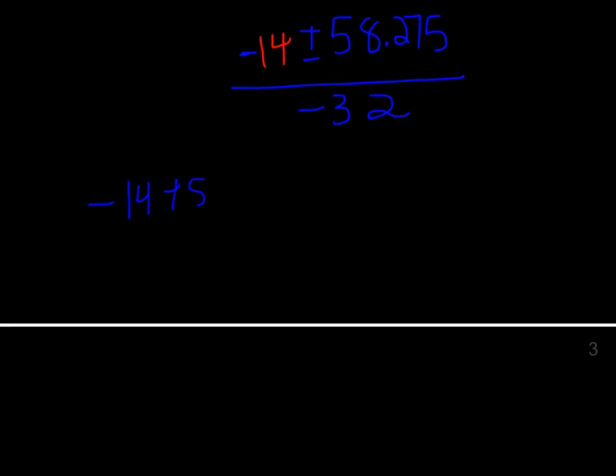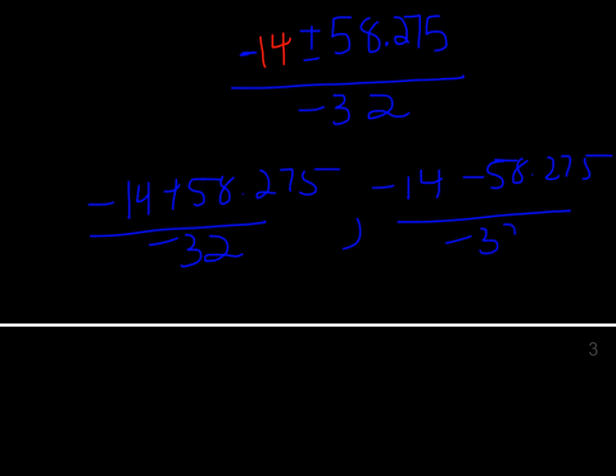So we can separate that out into 2 equations, one of them which is negative 14 plus 58.275 over negative 32, and then one that's the exact same thing, but minus. Alright, so 275 over negative 32. So we get as our 2 possible solutions negative 1.38 approximately, and the other one is approximately 2.26.